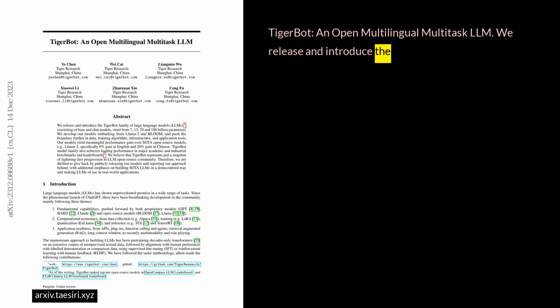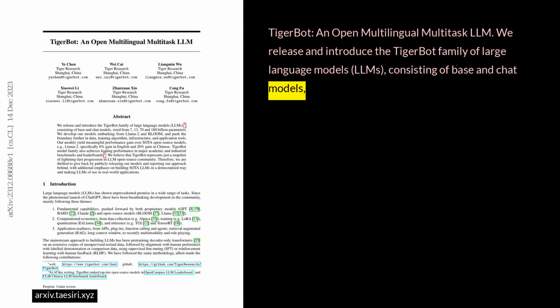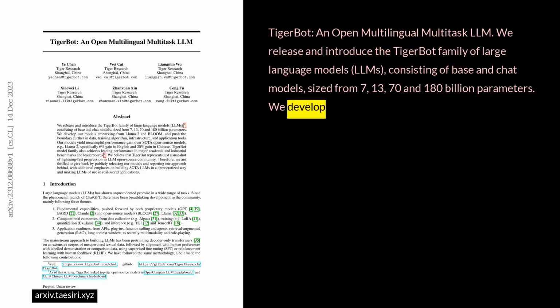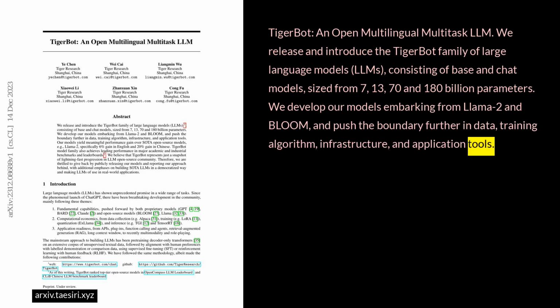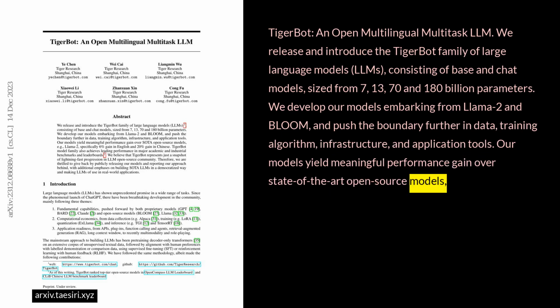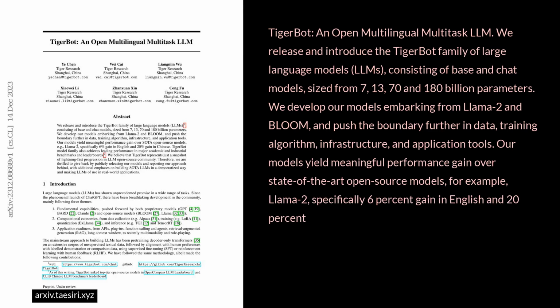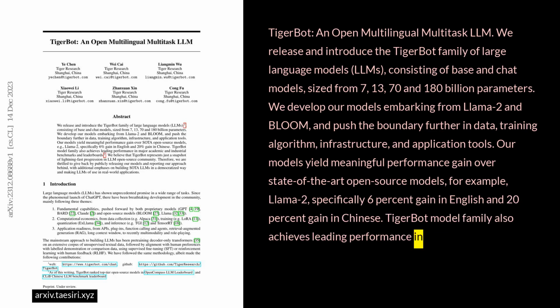We release and introduce the TigerBot family of large language models, LLMs, consisting of base and chat models, sized from 7, 13, 70 and 180 billion parameters. We develop our models embarking from Llama 2 and Bloom, and push the boundary further in data, training algorithm, infrastructure, and application tools. Our models yield meaningful performance gain over state-of-the-art open-source models, for example Llama 2, specifically 6% gain in English and 20% gain in Chinese. TigerBot model family also achieves leading performance in major academic and industrial benchmarks and leaderboards.